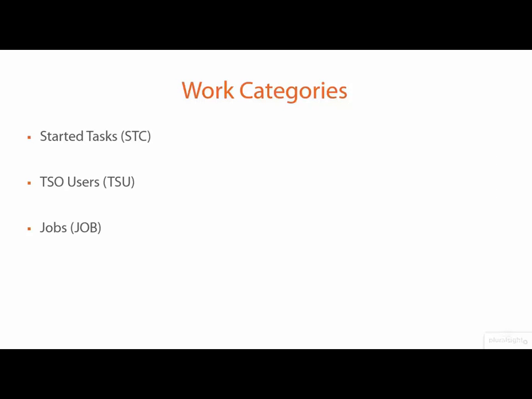In general, there are 3 broad categories of work recognized in the z/OS environment. Started tasks is work that begins with an operator or automation issuing a start command. TSO users is work that begins when a TSO user logs onto the system. Batch jobs are work that is submitted by a user or by scheduling software. So let's examine how this information is shown at the systems console.